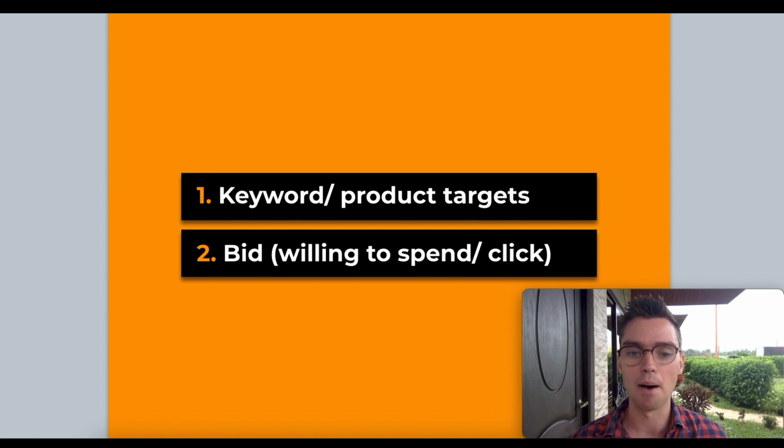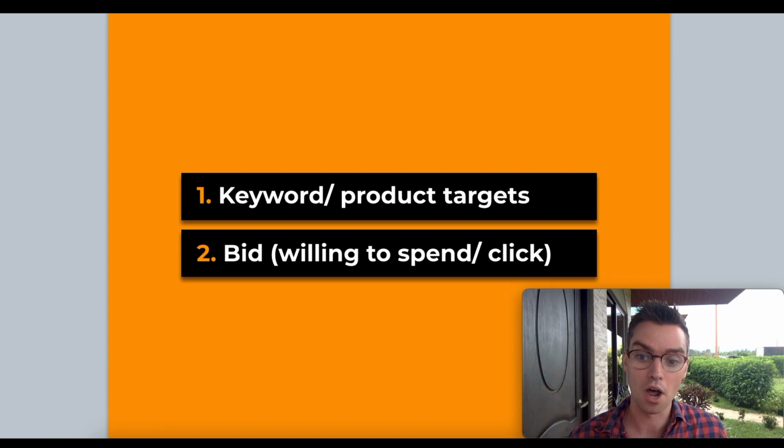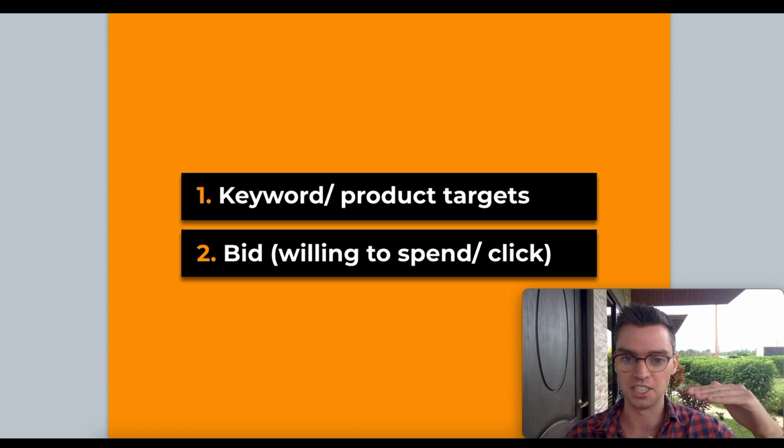And your bid is how much you're willing to spend on each click, because remember, it's a pay-per-click platform. So you'll tell Amazon, here are the keywords and products where, when someone types in this keyword or clicks on this product and is looking at their product details, I want my listing to be eligible to show up and to get seen. And here's how much I'm willing to spend per click to do that.